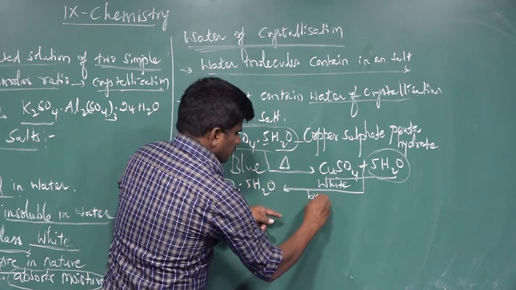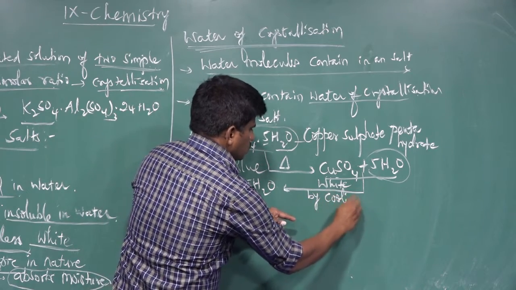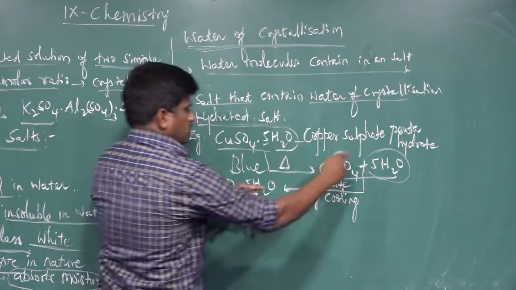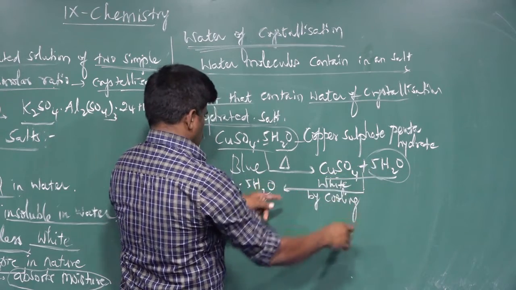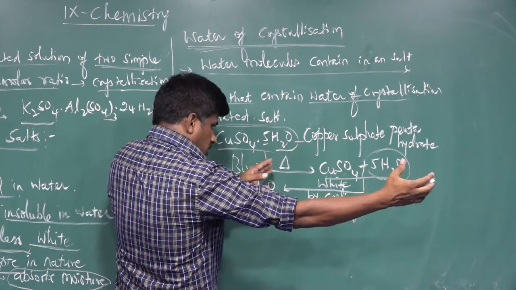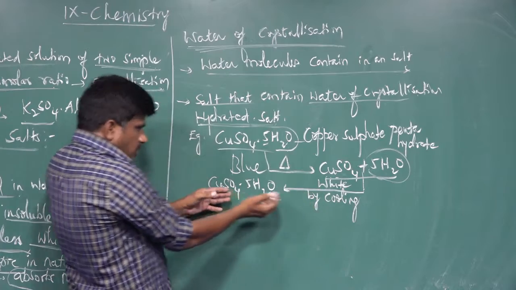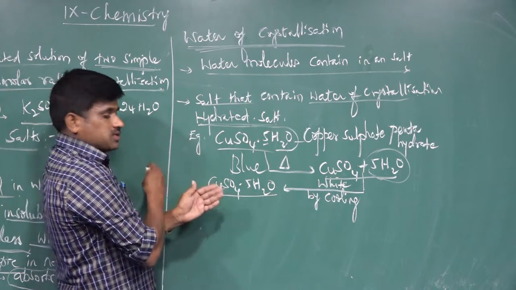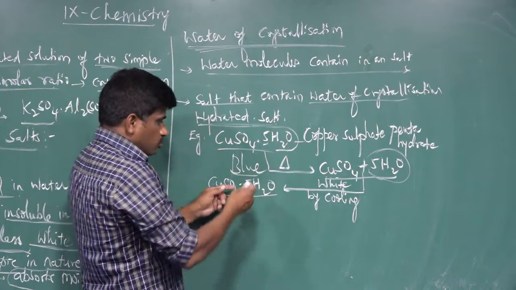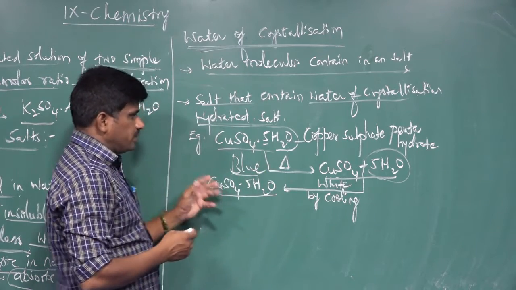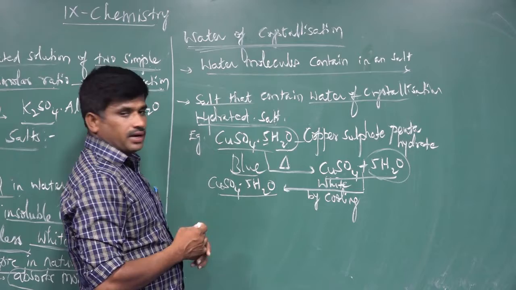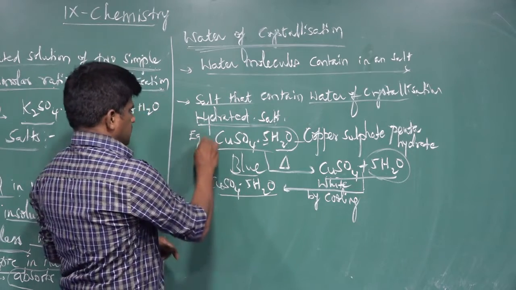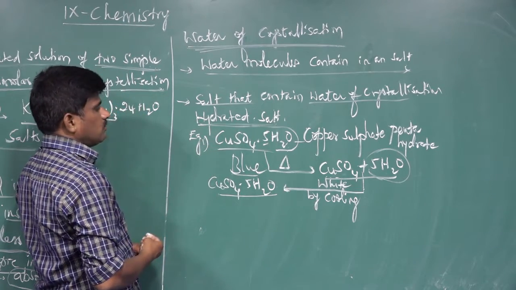The blue color, while heating, changes into white color. When it is cooled, the copper sulfate absorbs water molecules from the surroundings and regains its color. Now the color of copper sulfate is blue again. This takes place in copper sulfate pentahydrate. This is the first example of water of crystallization.